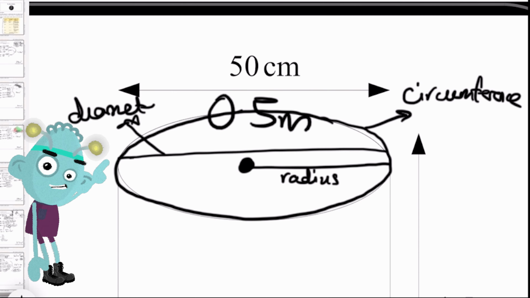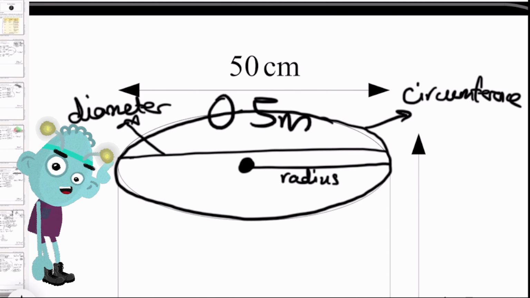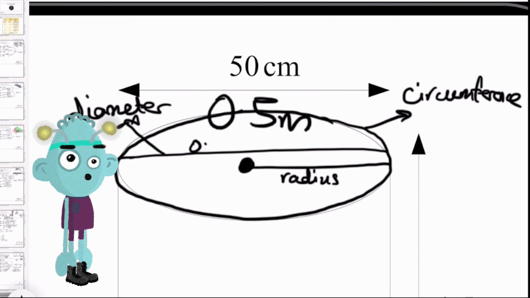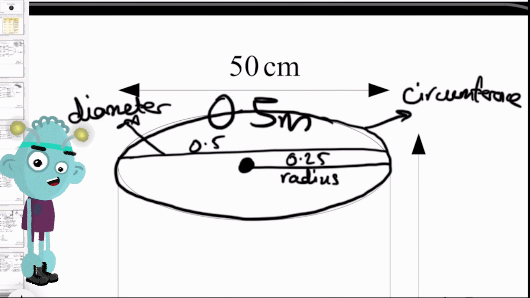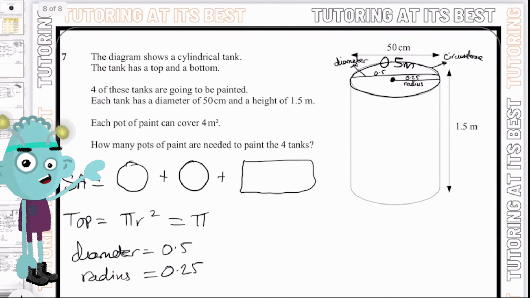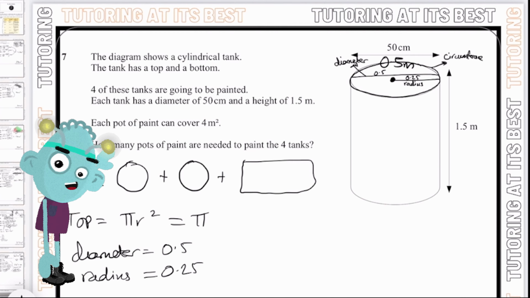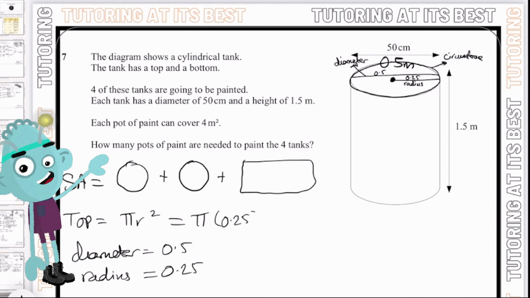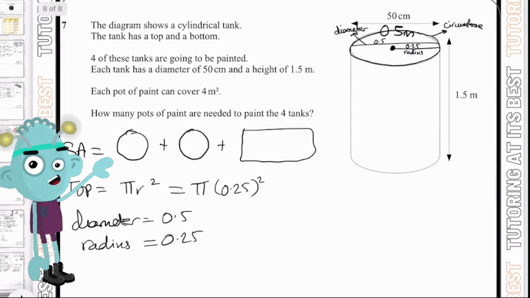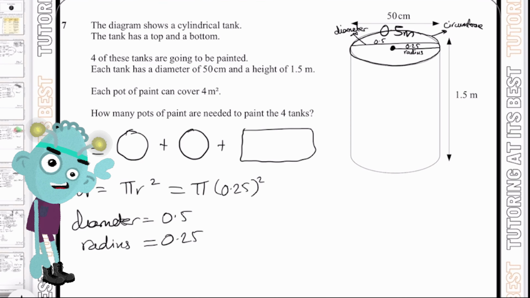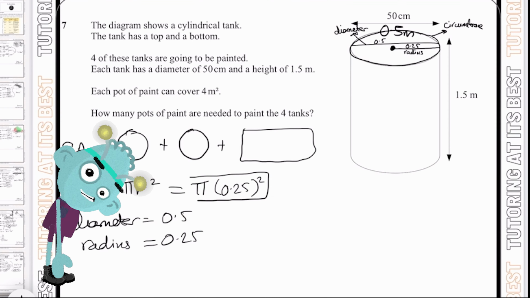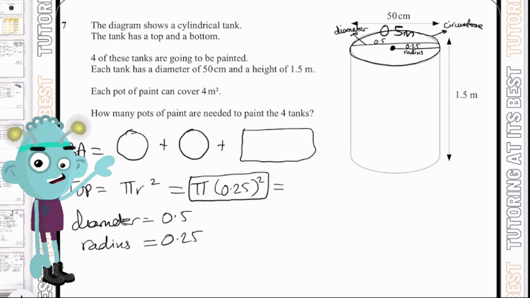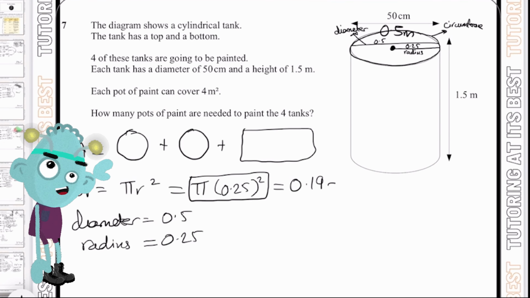And that is your diameter. So again, if the diameter is 0.5, then the radius must be 0.25. Marvelous. So now I've got pi followed by 0.25 squared. So again, for this question, we will be using a calculator, and we just need to calculate this one here. So by doing so, that would give us 0.19.